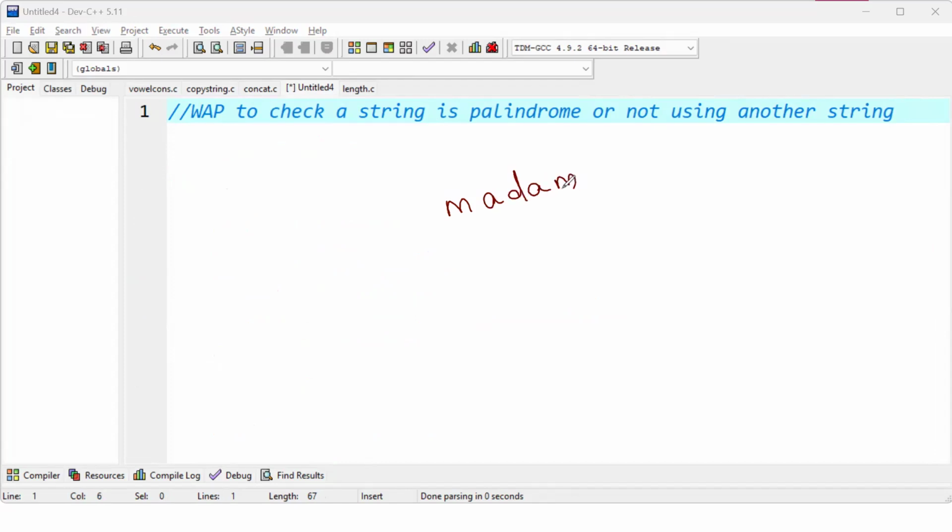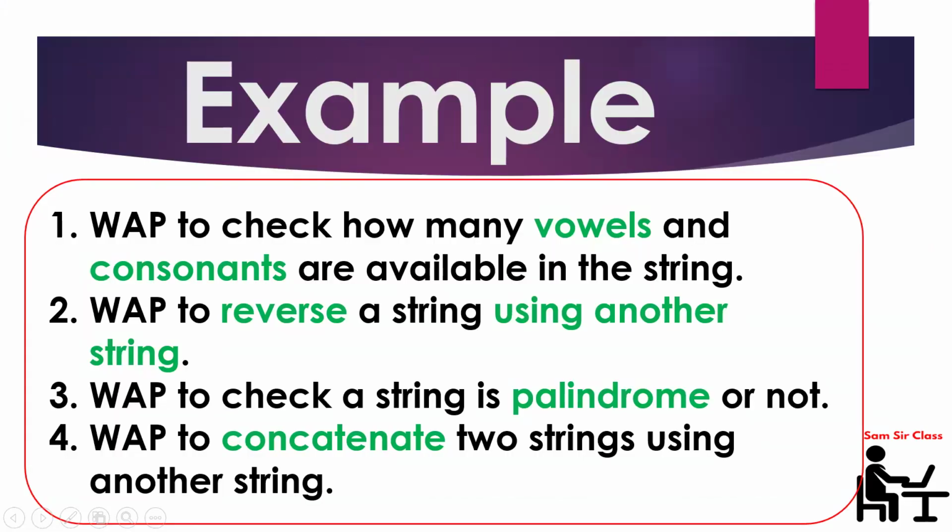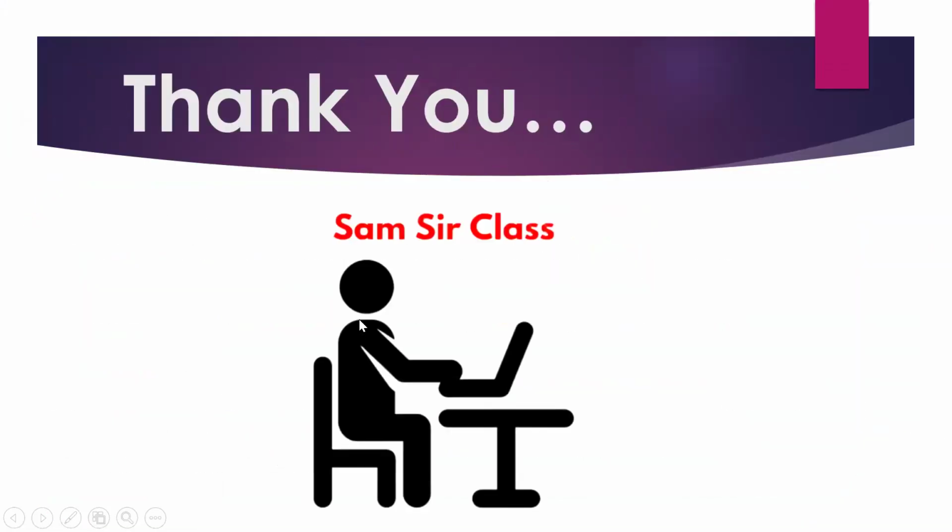madam. Okay. If you'll make it reverse, it will again become madam. That means both the string, the original string and the reverse string, both are equal. So that you have to check whether it is coming equal or not. If it is coming equal, that means it's a palindrome string. Okay. So all the programs mostly we have done.